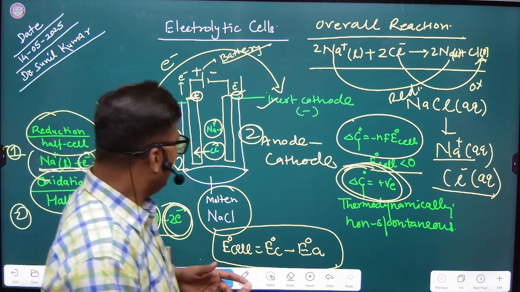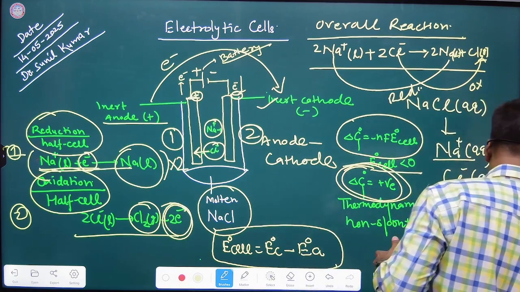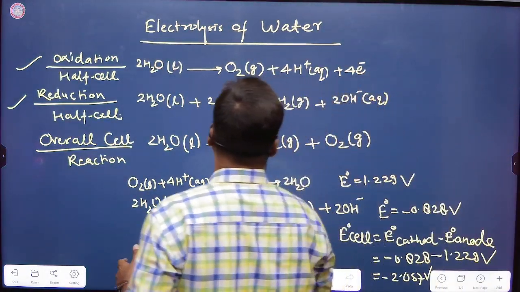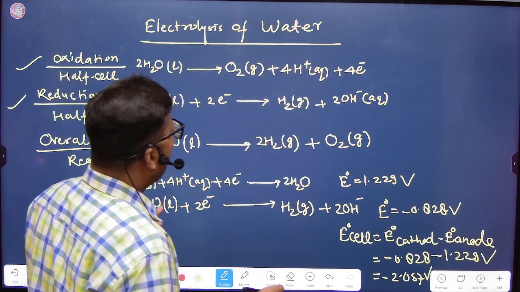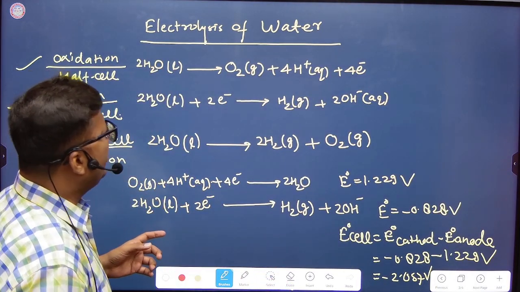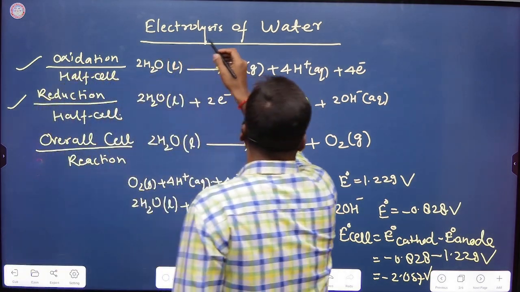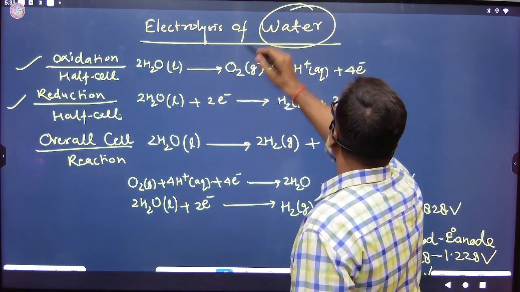So what happens now? Here we try to elaborate the electrolytic cell by using water, right? So this is water.